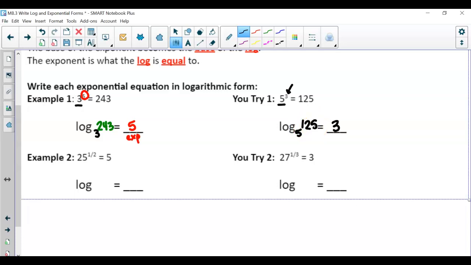So now in example 2, do you think it's going to change with a fraction exponent? No. Notice how here we have our base. So log base 25 is going to be equal to our exponent, which is 1/2. So log base 25 of 5 is equal to 1/2. So go ahead and pause the video and try real quick here on your own. And here you go. Again, the base is 27, so log base 27. Here you have your exponent, which was 1/3. So log base 27 of 3 is equal to 1/3.